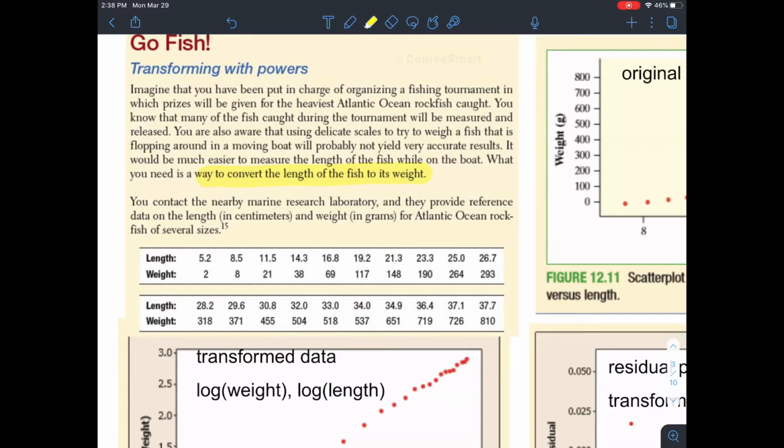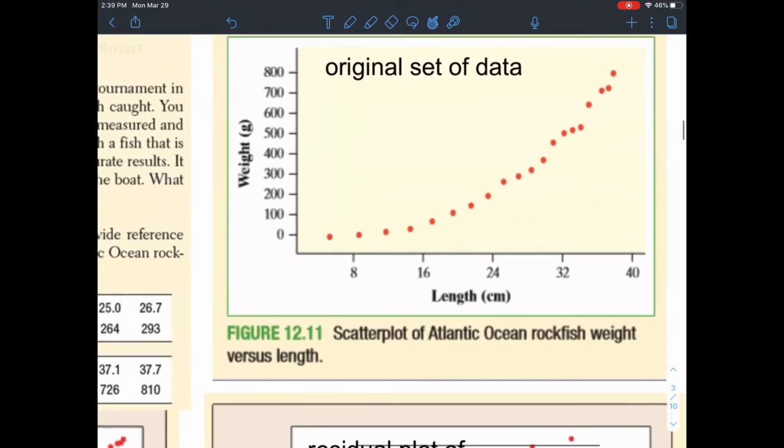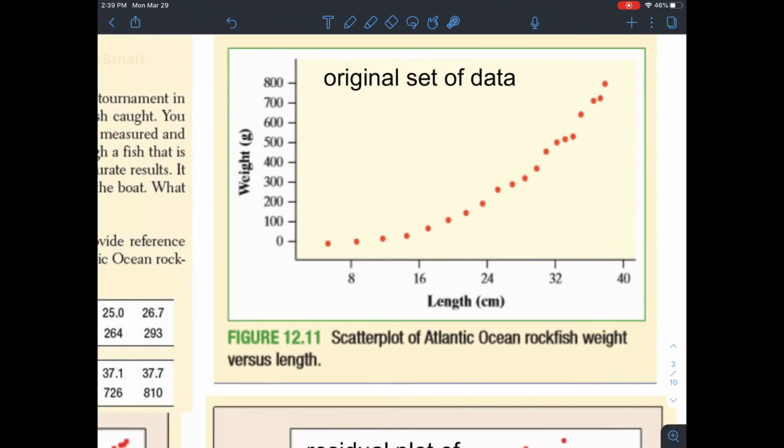And so you contact the nearby Marine Research Laboratory, and they provide reference data on the length in centimeters and weight in grams for Atlantic Ocean rockfish of several sizes. So what you see here is we have a bunch of data. These are the lengths in centimeters of different rockfish, and these are the weights in grams of those particular fish. And so what that creates is essentially this scatter plot that you see right over here. Okay, this is the original set of data. And you can tell by looking at it, it does not look linear. There is a distinct curve.